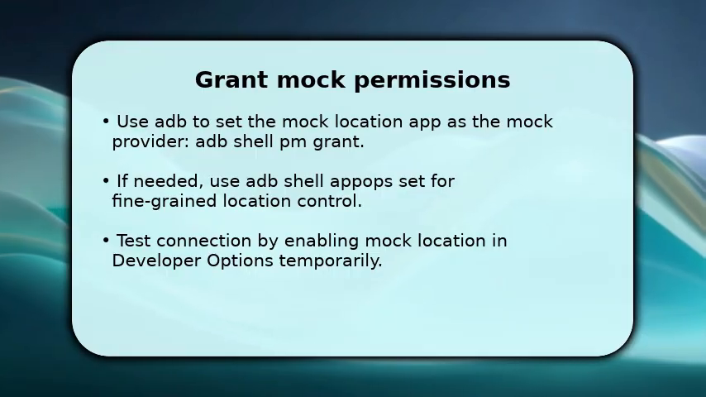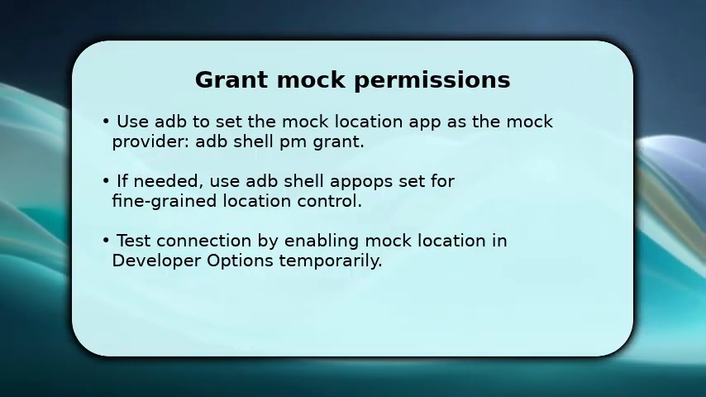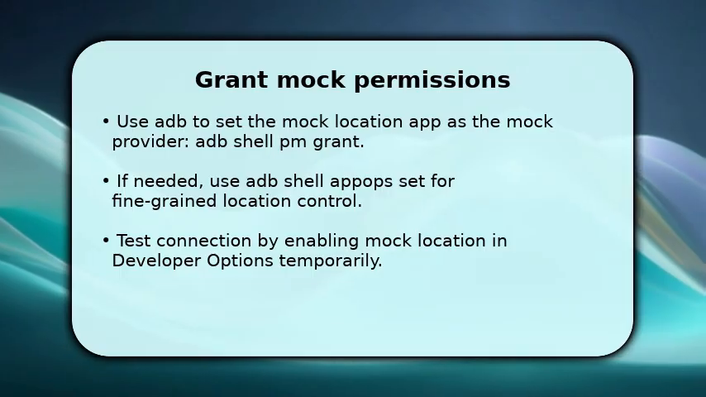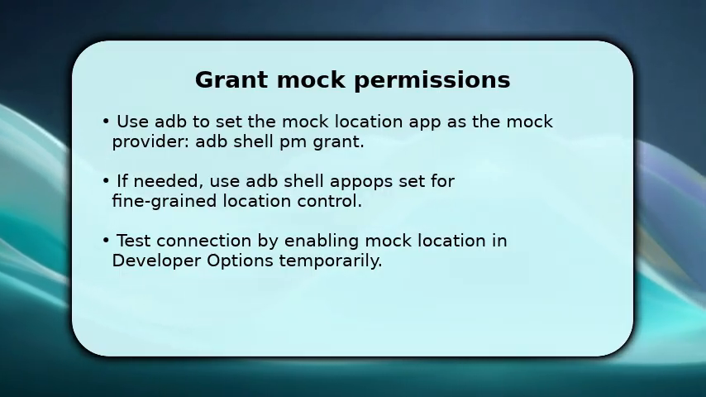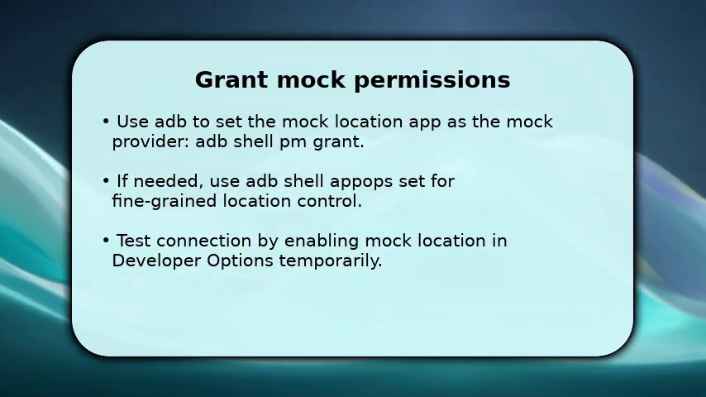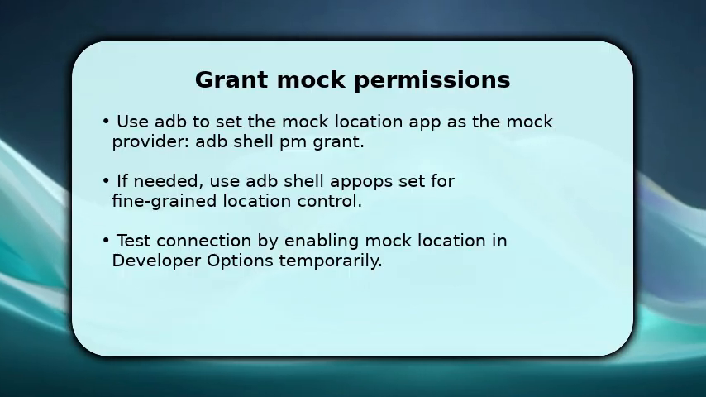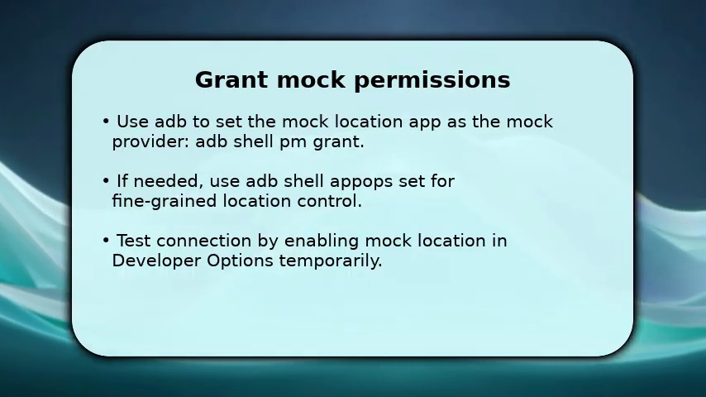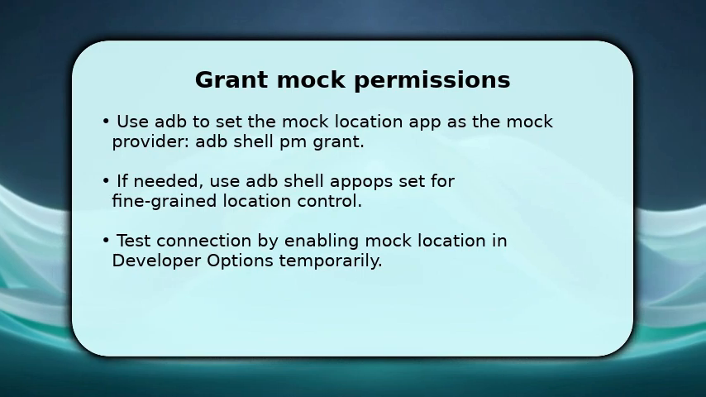Why? Because Android restricts fake locations unless explicitly permitted. Once granted, enable Select Mock Location app in Developer Options and open the emulator app to start sending coordinates. Make sure your PC and phone stay connected while testing.